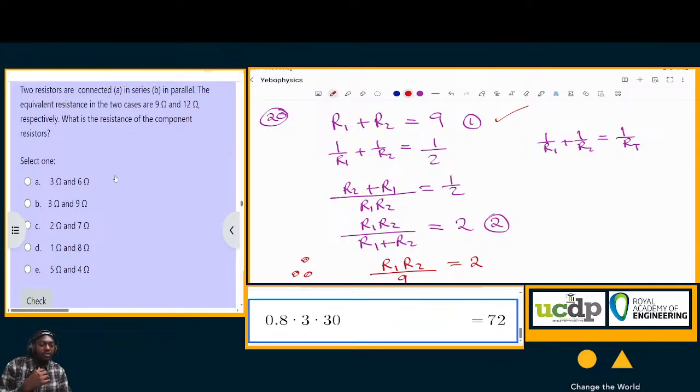So these are the few questions on current and resistance, just to check on your understanding of current and resistance calculations. So more problems on circuits will be solved in the next tutorial.